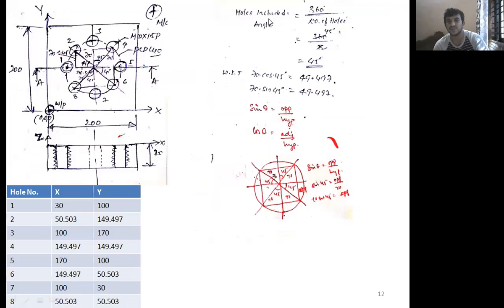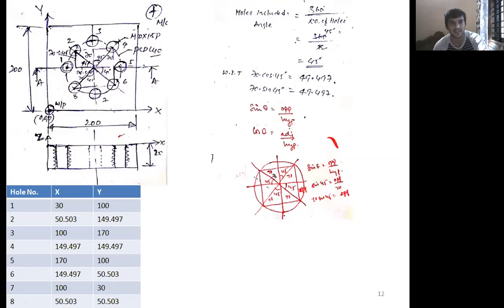The included angle between the holes is equal to the total angle of the circle, 360 degrees, divided by the number of holes. 360 divided by the number of holes, which is 8. Now we get 45 degrees. So once you get the angle between these holes, it is 45 degrees. Now we'll go for applying trigonometric relations.